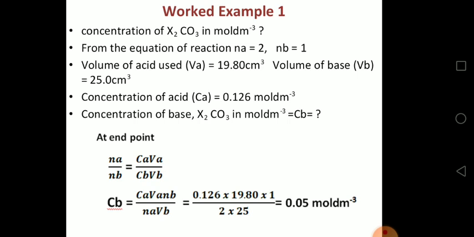Now, in order to look for the concentration of the base, we make the concentration of the base Cb the subject. So by doing that, we can substitute in the appropriate values, then we get the concentration of the base as 0.05 mole per dm3, and that is the molar concentration of the base. You may like to go over these slides in order to get what the calculation is all about.